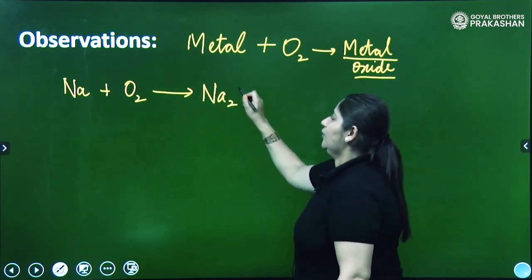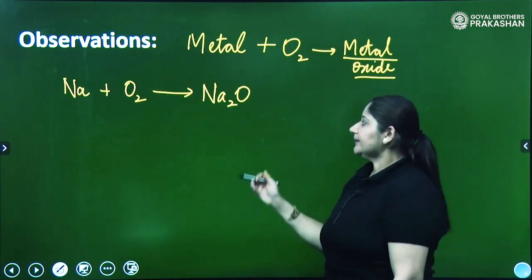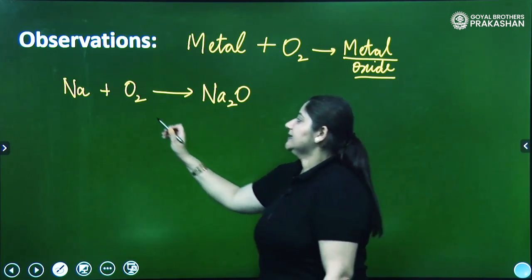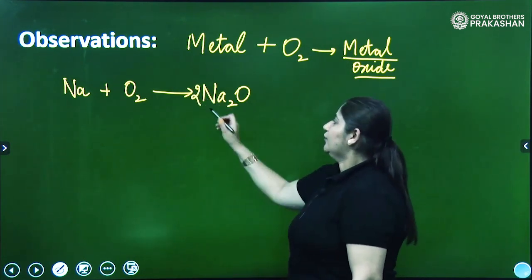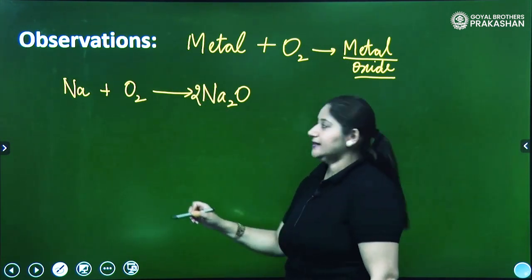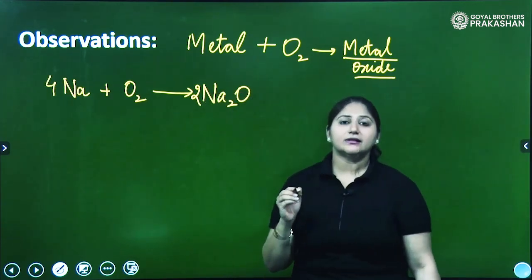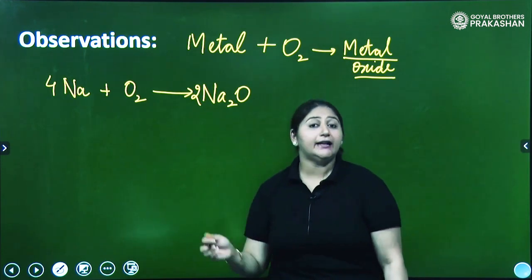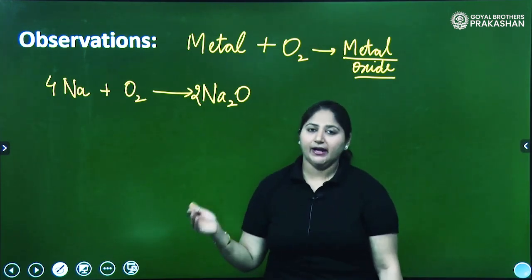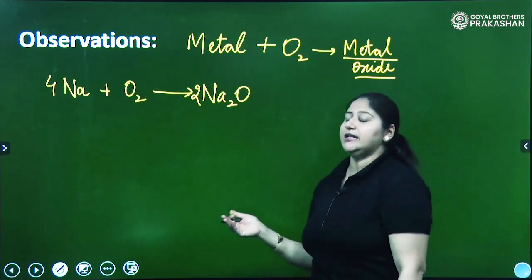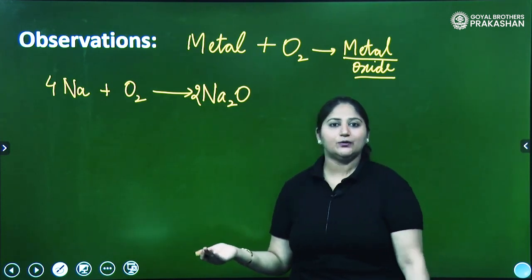So I am writing sodium oxide. Make sure to write the correct valencies. Now let's balance it. I can see there are 2 oxygens on the left hand side. So let's multiply by 2 here. Now sodium atoms are 4 on the right hand side. So let's put 4 here. So what was the observation? The sodium metal reacted violently and catches fire when it is exposed to air, right? So it doesn't need much burning. It immediately catches fire as soon as it is exposed to air.